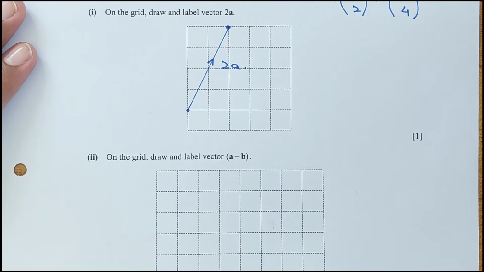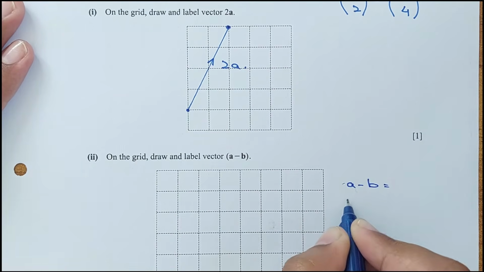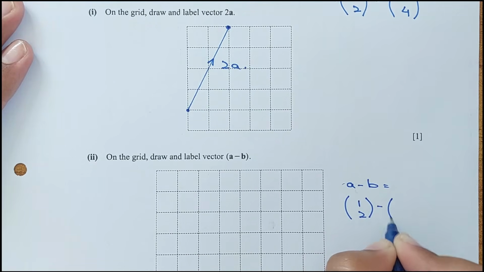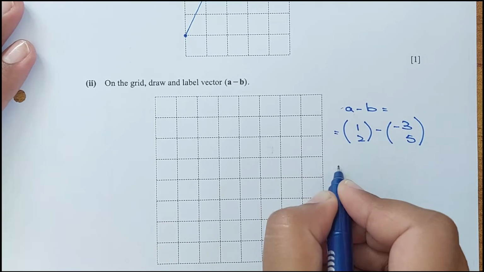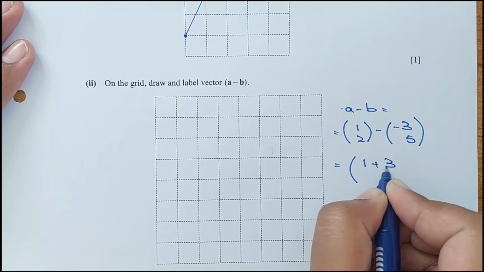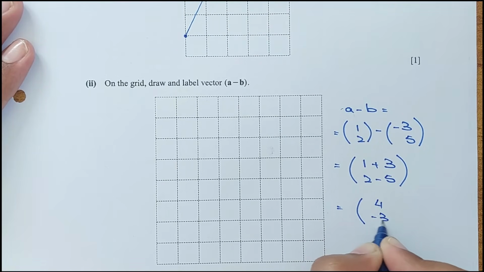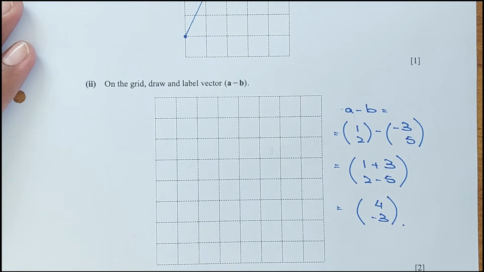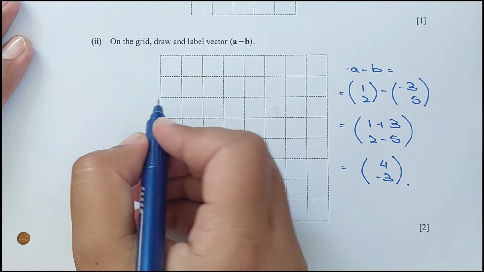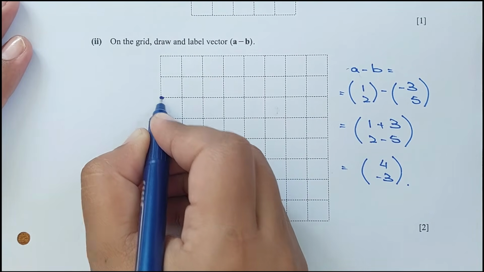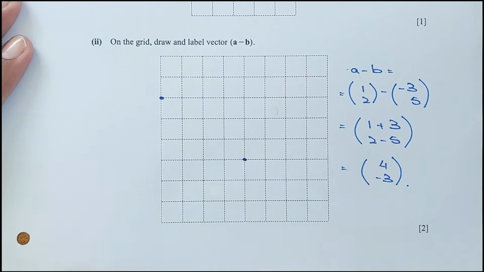Number 2, on the grid, draw and label vector A minus B. A minus B is (1, 2) minus (3, 5). All right, and this would be equal to 1 minus 3 and 2 minus 5. 1 plus 3 is 4, 2 minus 5 is minus 3. 4 and minus 3. So 4 units right and 3 units down. If I take this reference point, so 1, 2, 3, 4 and 1, 2, 3.